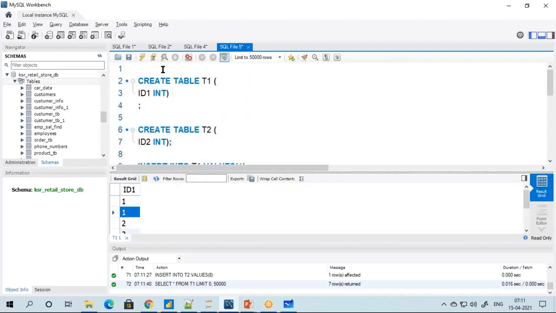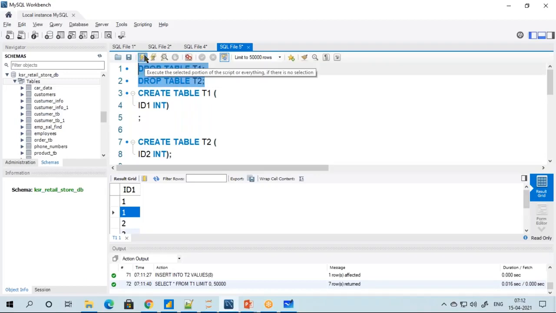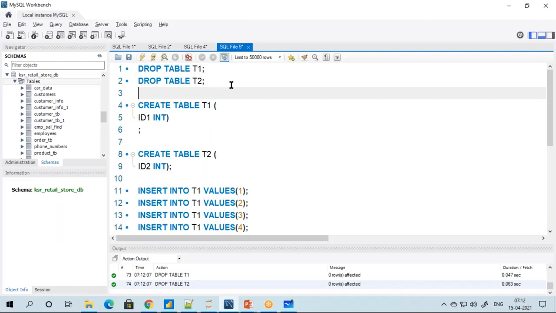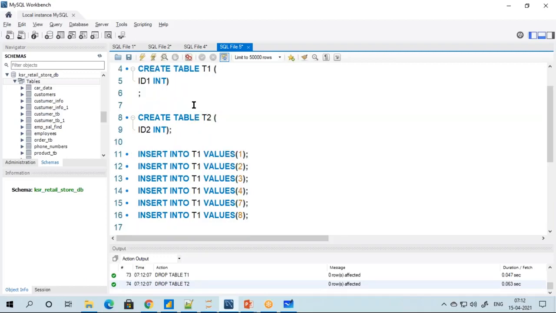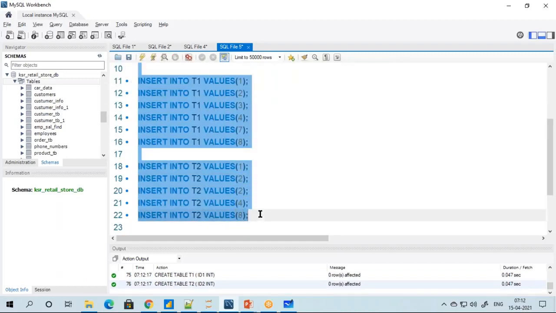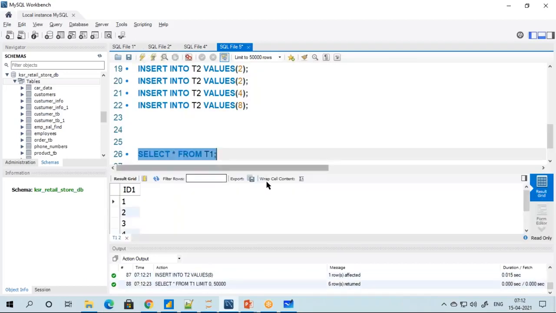Okay, I'll drop it again. Drop table T1, drop table T2. I'll tell you one thing: any doubt, any question, the best thing is to go and create it. It's very simple. You know the syntaxes, you know insert, you try it. That's how you can learn it. So I'll create it and now run this.